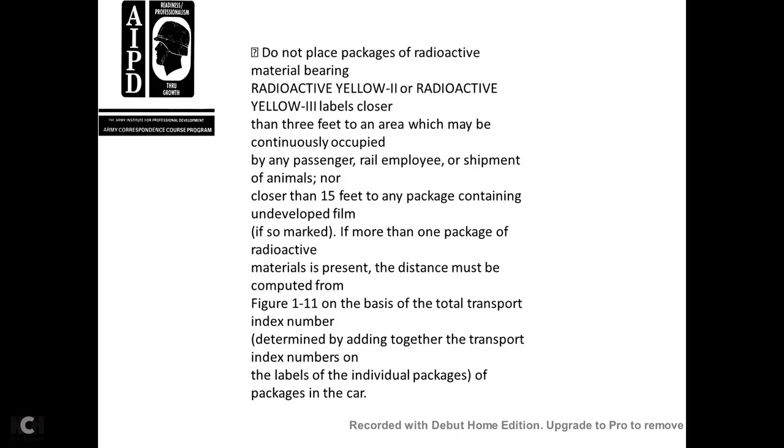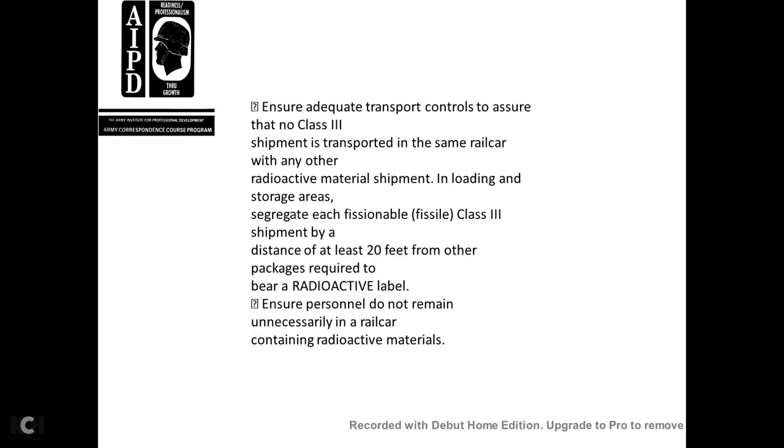Do not place packages with the radioactive material bearing the radioactive yellow 2 and yellow 3 labels closer than 3 feet with the area which may be continuously occupied by any passenger rail employment, ship with the animals closer than 15 feet with any package of the undeveloped film. If more than one package of the radioactive material is present, the distance must be computed in figure 111 to be the base for the total transportation index number determined by adding together the transport index number on the label of the individual packages of the car.